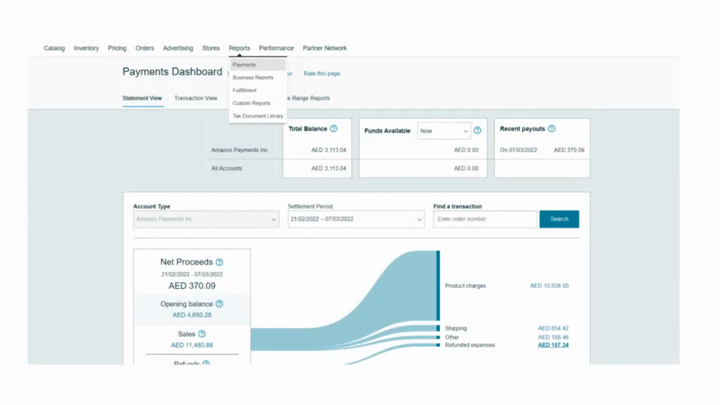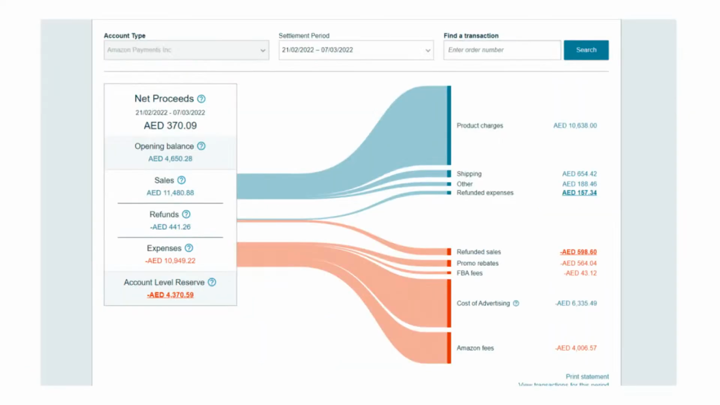So let's get started, and let me show you exactly what I'm talking about. If you are currently selling on Amazon, most probably you're going to be checking your payment dashboard every once in a while, at least every 15 days. As you can see on the screen, you would go to the reports, and then you would go to the payments. And that's where you can find this.